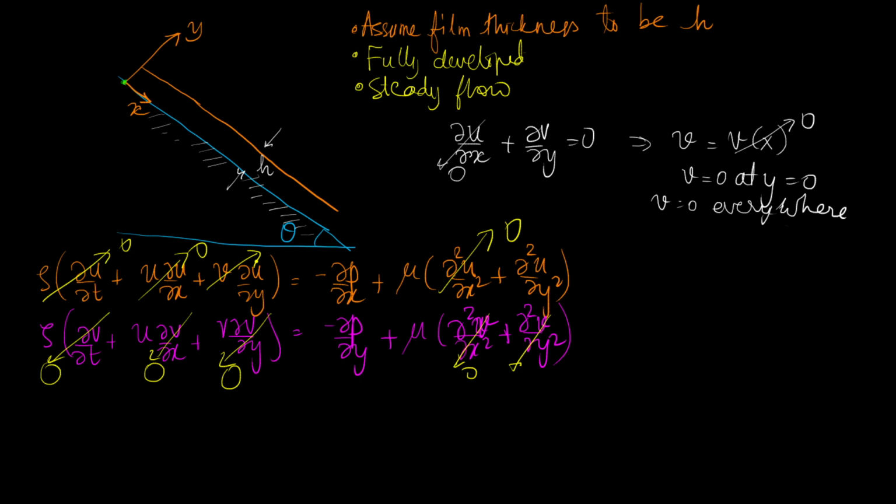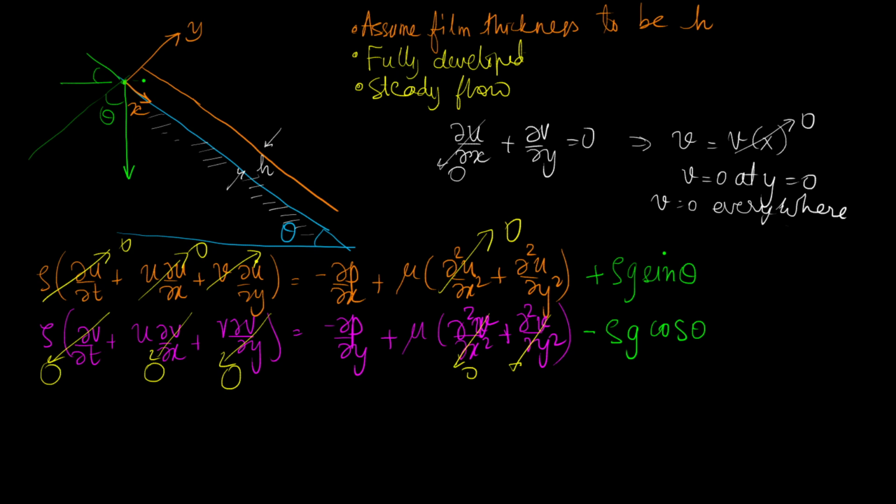So this is the direction of gravity and this angle is theta. So we must decompose it along x and y. So over here, in the y direction we will have minus rho g cos theta. Okay, this is going to be the body force in the y direction, and over here we will have plus rho g sine theta. Okay, that's the body force in the x direction.